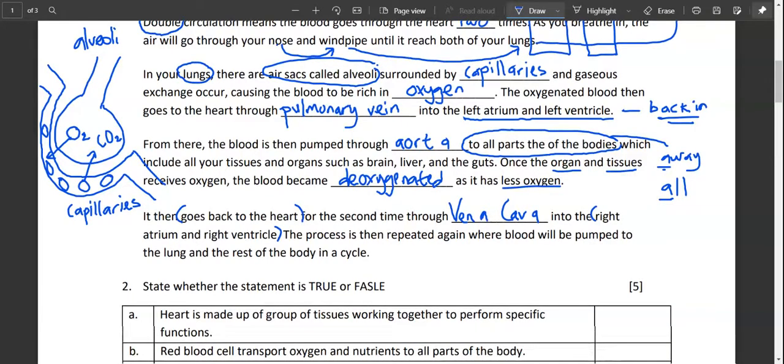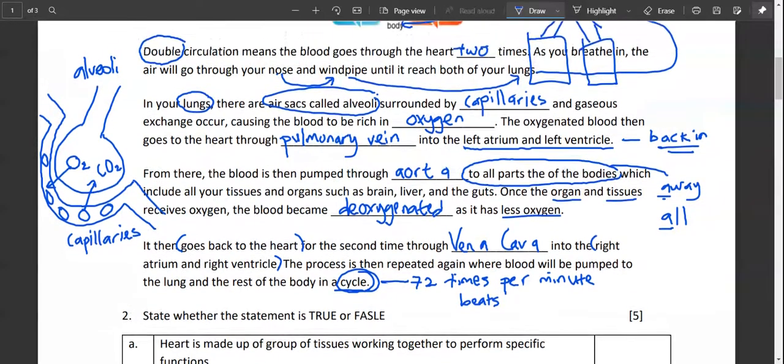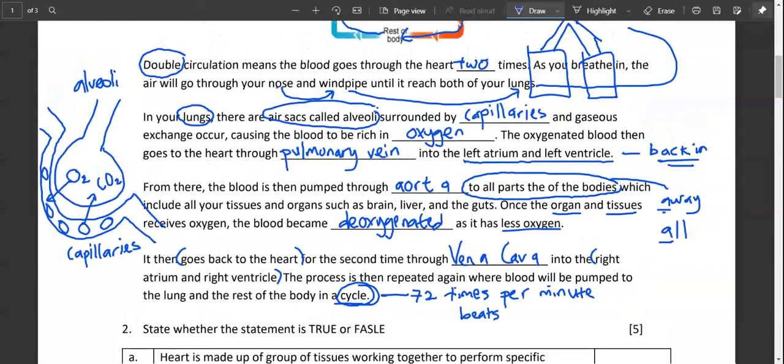So vena cava. The process is then repeated again where the blood will be pumped to the lung and the rest of the body in a cycle. So this cycle will occur for 72 times per minute in a normal human resting condition. 72 times per minute or beats per minute. And that's how you get 7 marks for the first section.